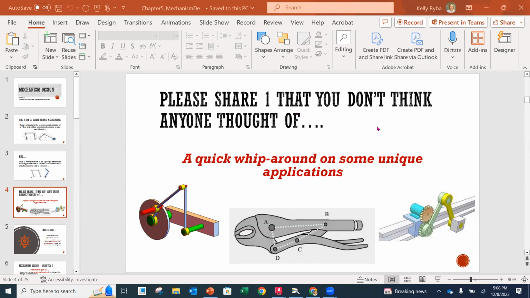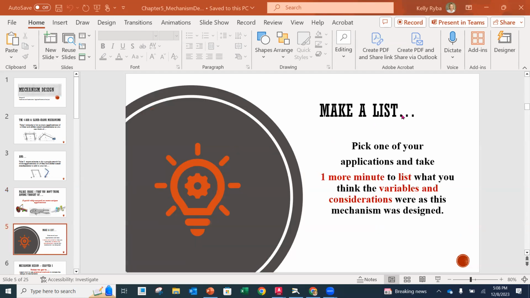Okay, all right. Then I know this is one more step here, but I want you to pick one of those things that were on your list and take 1 last minute to think of all the variables or the constraints or the considerations that you need to think of as you're designing that. So for the windshield wiper application, what are the things that you need to consider as you're laying it out, designing it, and getting it to its final form? Make a list of what you have to think of.